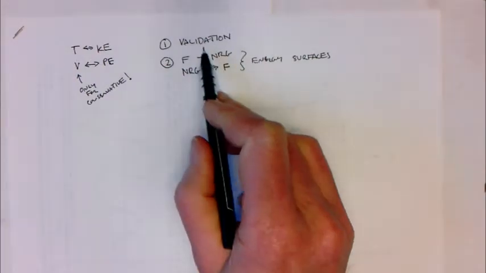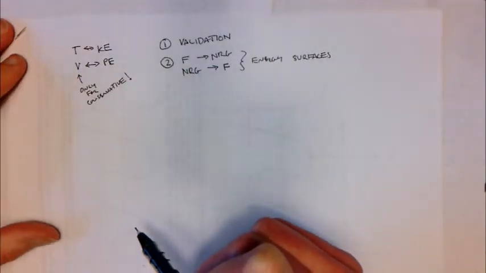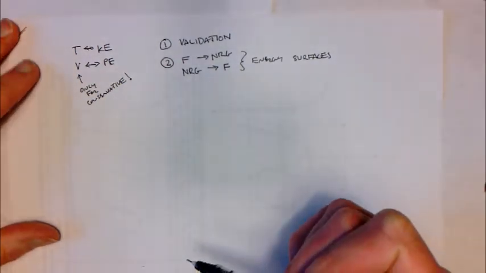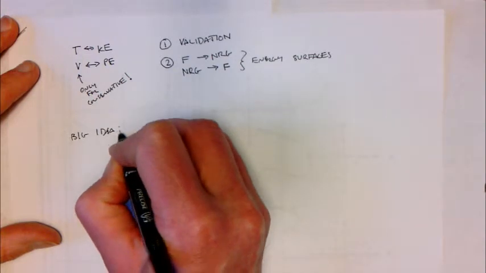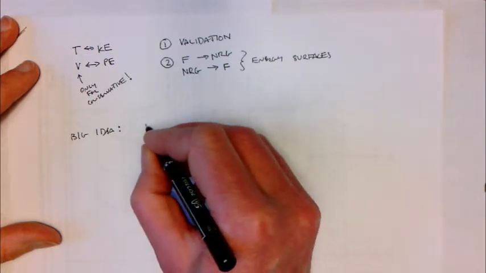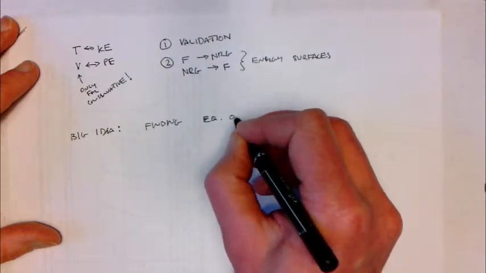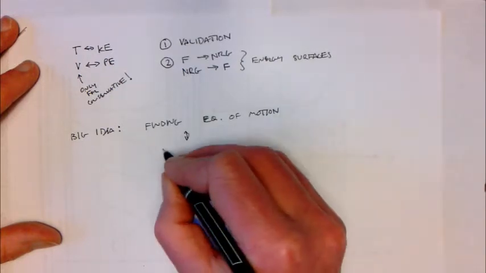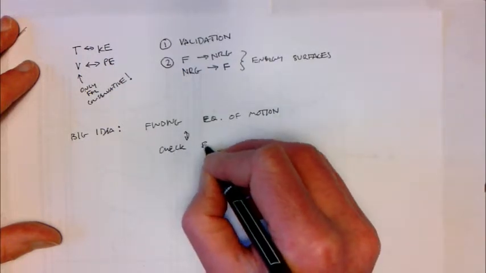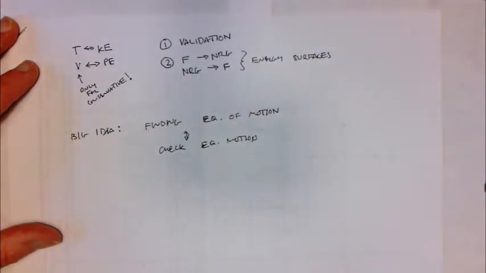I'm first going to focus on validation in this video and remind you of some things that we did in the last video and also some things we did back in ModSim. Okay, so the big idea for validation is that you're finding equations of motion, and then you can check the equations of motion by seeing whether or not they obey the other conservation law that's in play.